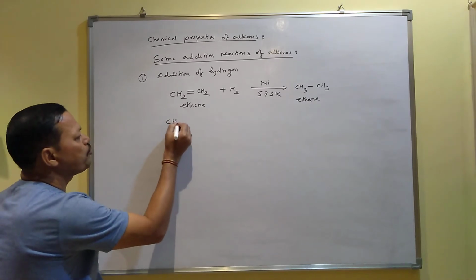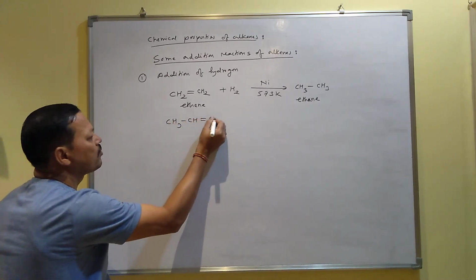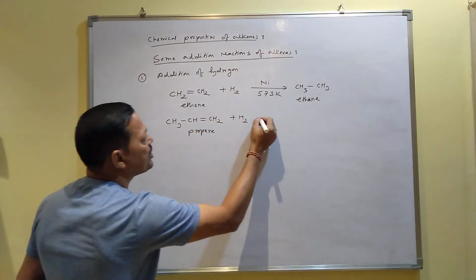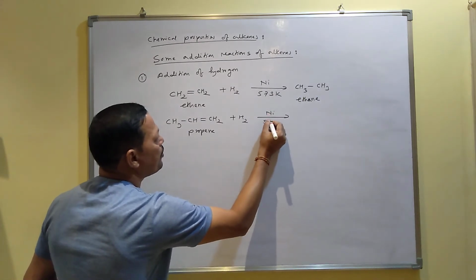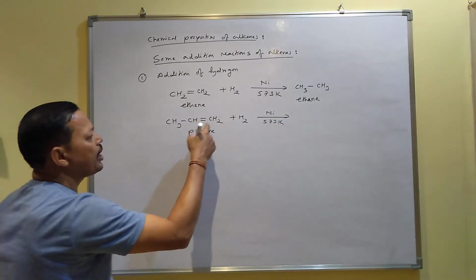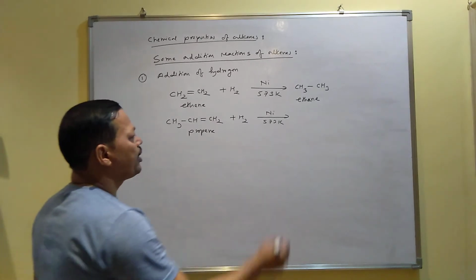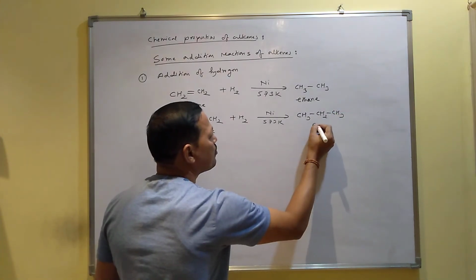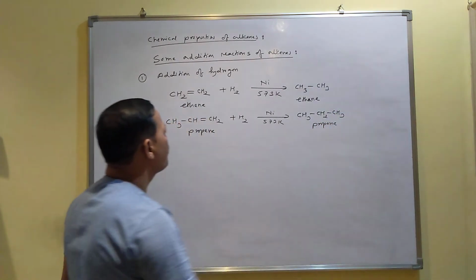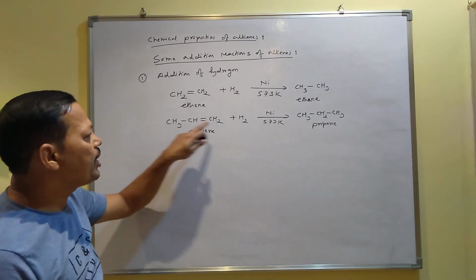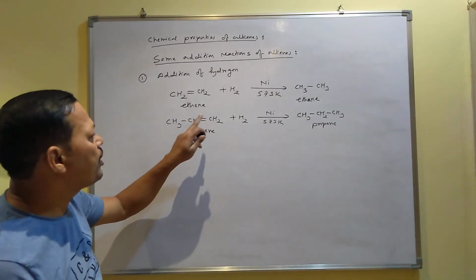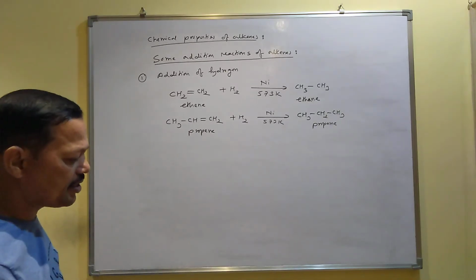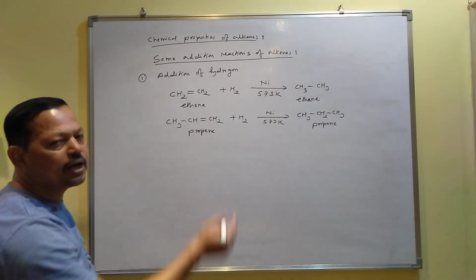Similarly, if you take propene, this is propene. When you add hydrogen in presence of nickel catalyst, same temperature required, then both the double bonded carbons will add 1 hydrogen each, and the propene will convert to propane like this. I mean one hydrogen is added to this double bonded carbon, another hydrogen is added to this double bonded carbon, and the double bond is converted to single bond. And this type of reaction is called addition reaction. In addition reaction you don't get any side product.